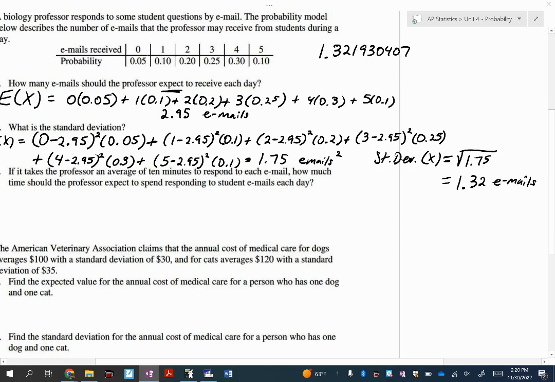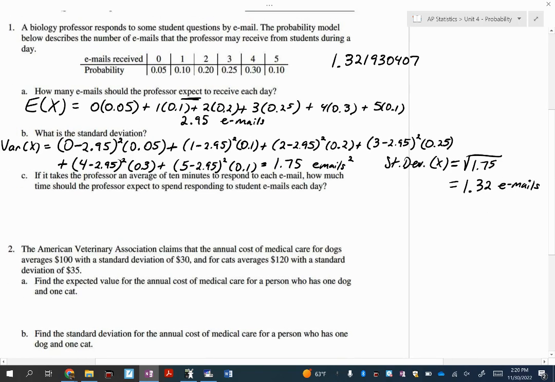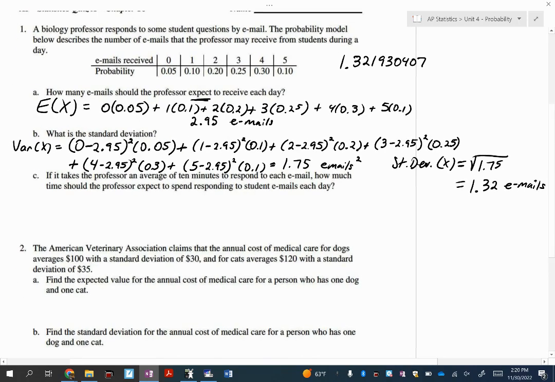Sorry, wait, I'm waiting. So why didn't we square it when we already got it? It's because it's not going to be necessary in this moment, but let's say there was a part D where it was asking what would be the standard deviation for the number of emails that he would receive in 5 days. So like Monday through Friday. Then I have to add the variances.